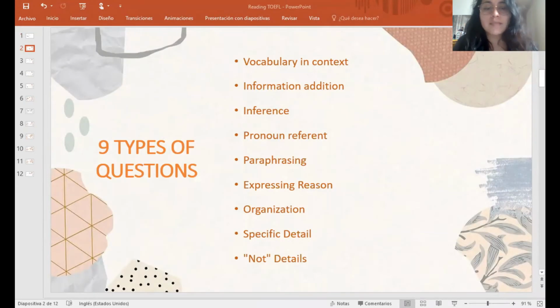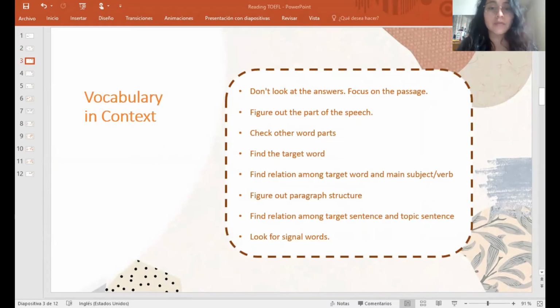In the TOEFL exam, there are 9 types of questions, which are vocabulary in context, information addition, inference, pronoun reference, paraphrasing, expressing reason, organization, specific detail, and not details. The first type of question is vocabulary in context.